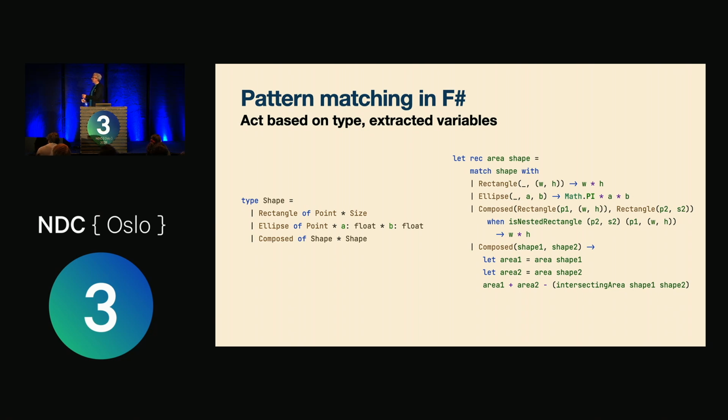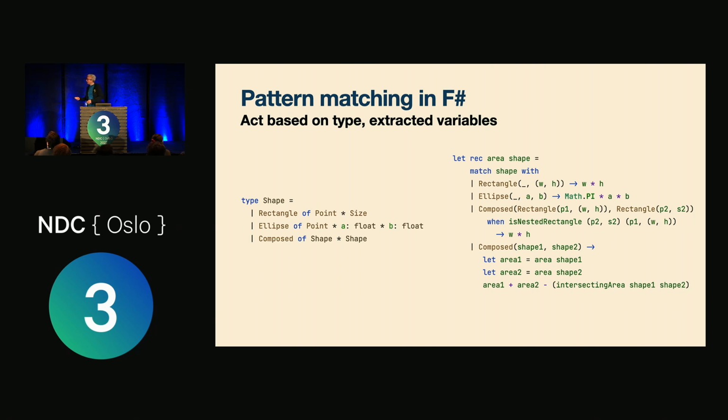If it's a rectangle, it's got a position and a size, and if it's an ellipse, it's got a position and then a min and max radius. Or it could also be a composed shape, which is a shape made up of two other shapes. So it could be a shape with two rectangles.